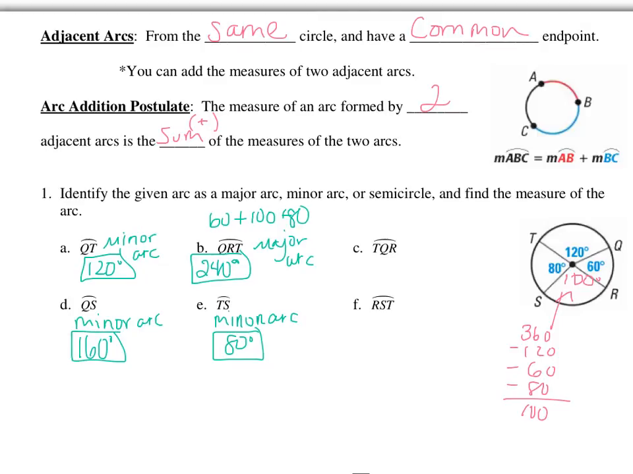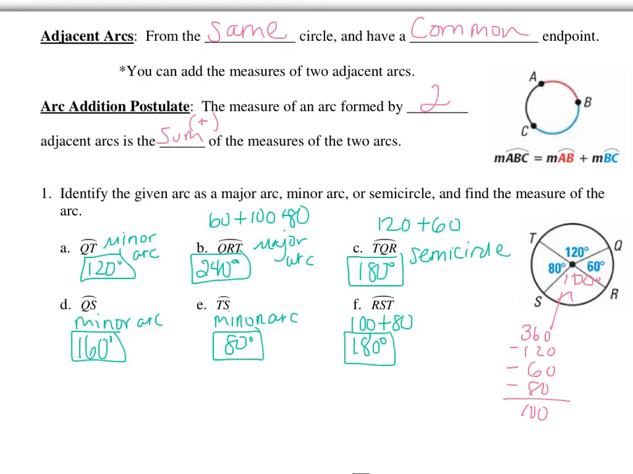Next, for TQR, so T to Q to R, just these 2 little pieces. So 120 plus the 60, so we get 180. Because it is 180 degrees, we know more specifically that it is a semicircle. For the last one, RST, so R to S to T, we have to add the 100 and the 80 together. So we get exactly 180 again, so this one is also a semicircle.